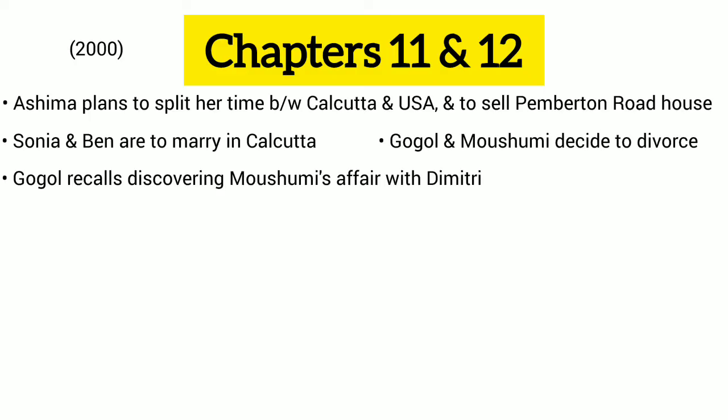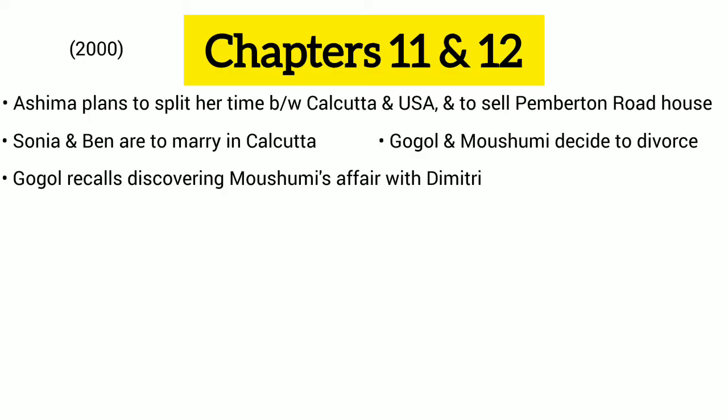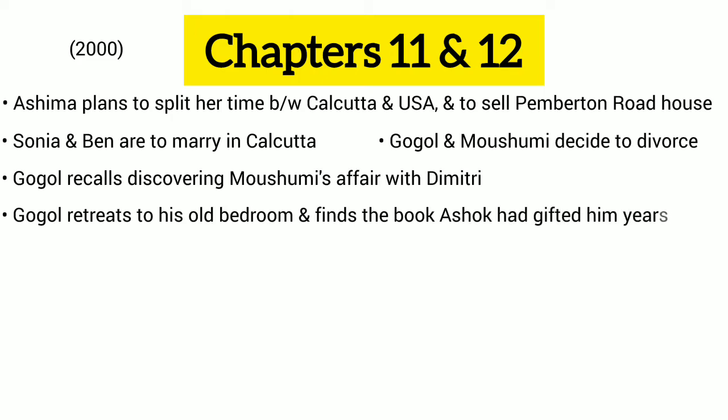Now, a year later, as he reaches the train station, Sonia and Ben arrive in his mother's car to take him to the house for one final visit as the house is sold. Amidst the arrival of party guests, Gogol retreats to his old bedroom and finds the book Ashok had gifted him years ago on his birthday.